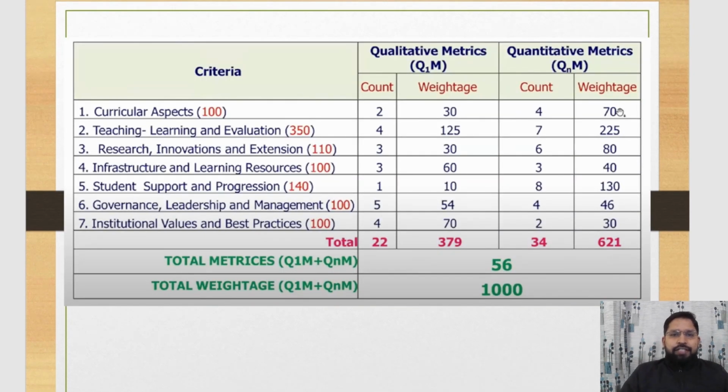NAAC Criteria 4 is based on infrastructure and learning resources, weightage is 100. NAAC Criteria 4 is divided into two parts, qualitative metrics and quantitative metrics. There are three qualitative metrics and their weightage is 60. And three quantitative metrics, their weightage is 40.